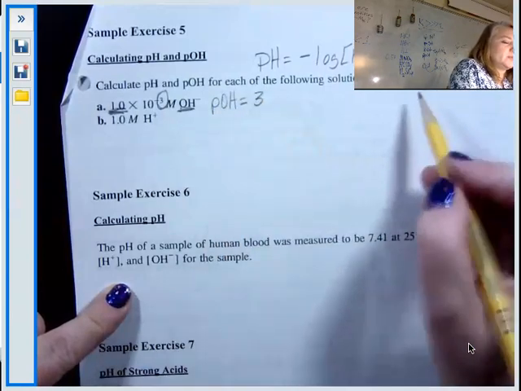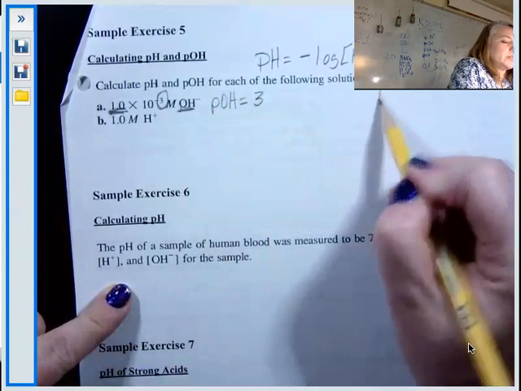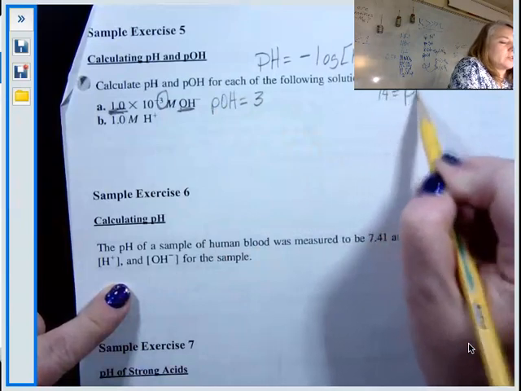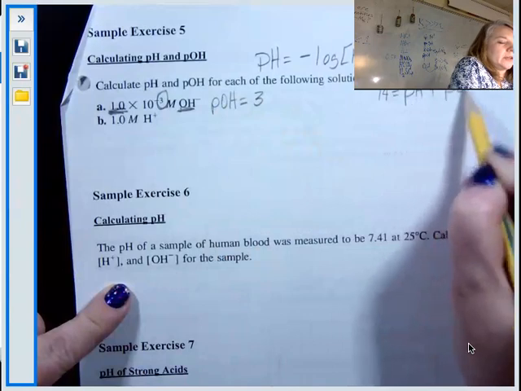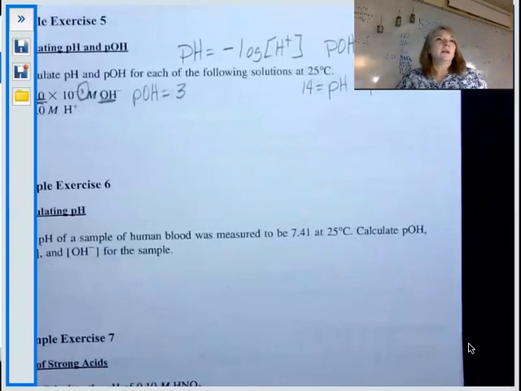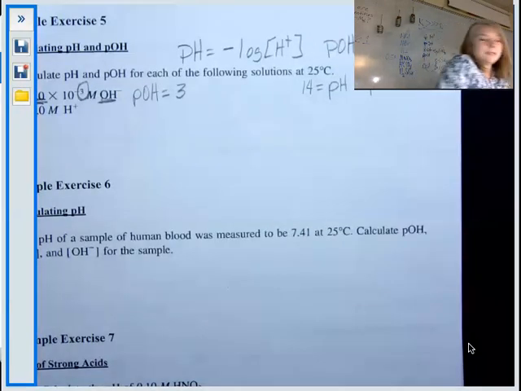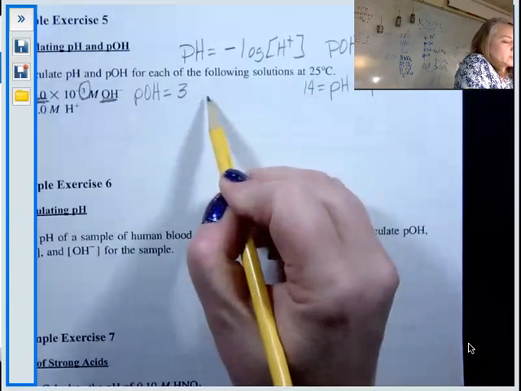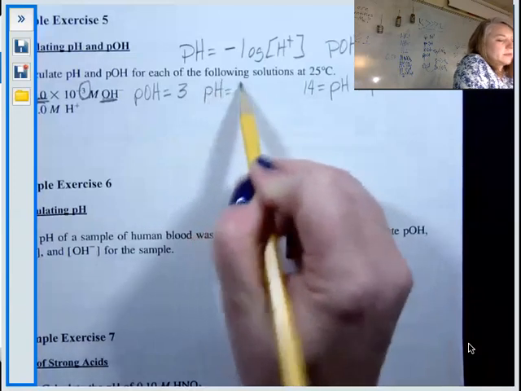And here's another little piece of information that you need to know. 14 equals pH plus POH, okay? Put that over there. So if POH is 3, then pH would be 11. There you go. See how easy that is? So POH is 3, pH is 11. Nice.